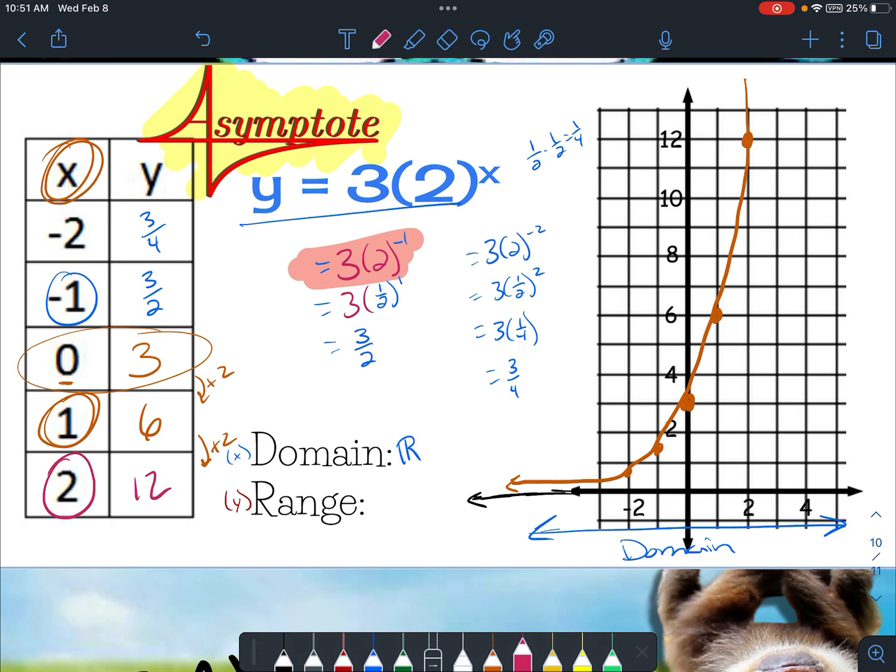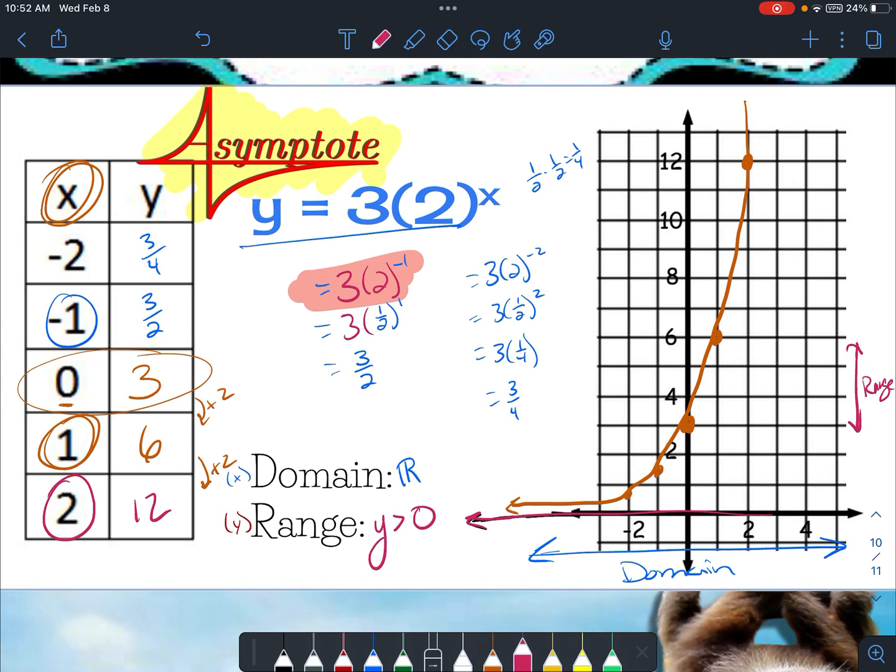Range, though, is different, right? Range is the vertical. This is going to be our range. And you can see that we're going to go up forever, right? But we're never going to hit this line, right? We're never going to hit 0. So y has to be greater than 0. And as long as it is greater than 0, it'll satisfy this equation. And we'll get more into that, but that's the quick version of how you determine domain and range for this particular graph.